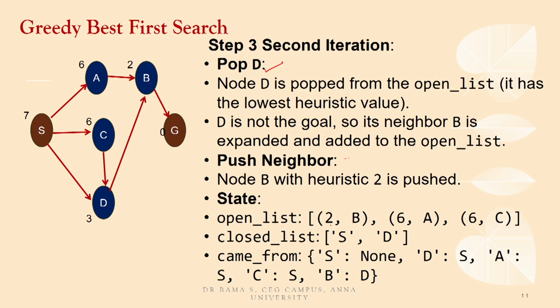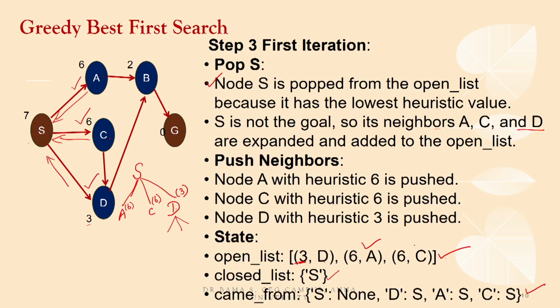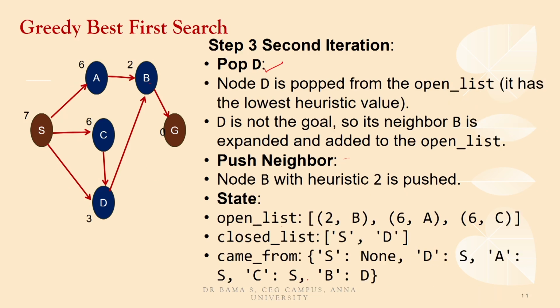Now, the open list will have 2B. Remember, we already have 6A and 6C, this is there in the previous slide where D is getting popped out. Now, that same 6A and 6C is already there and along with that the node B with heuristic 2 is pushed. Now, after a priority queue with minimum cost, 2 comma B will be the first, this is after updating the open list.